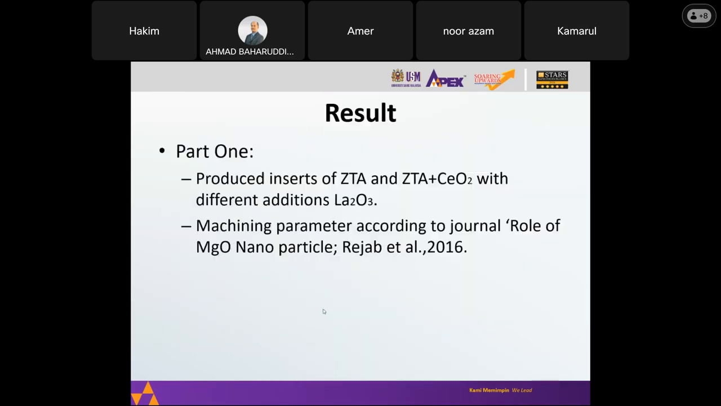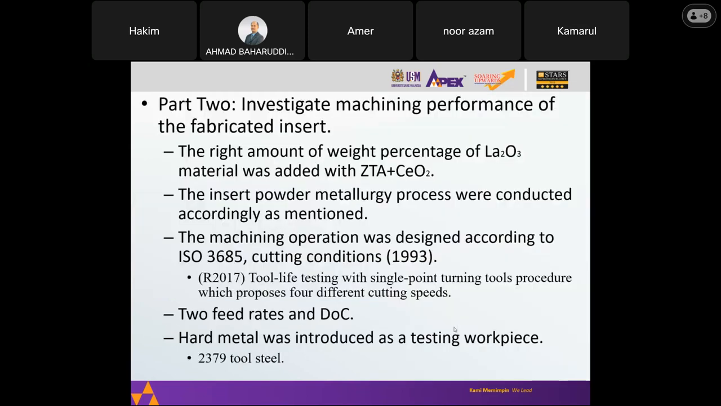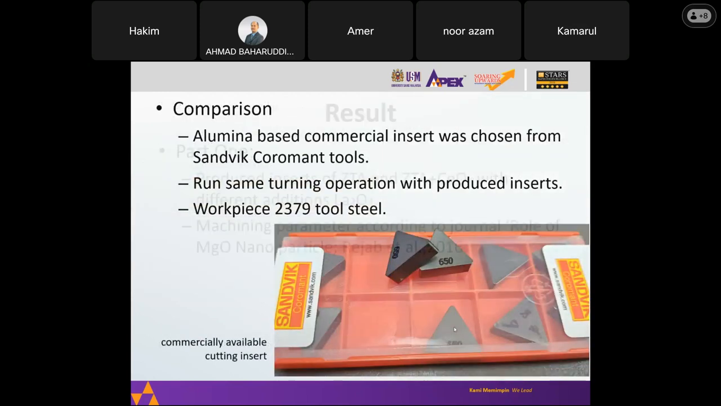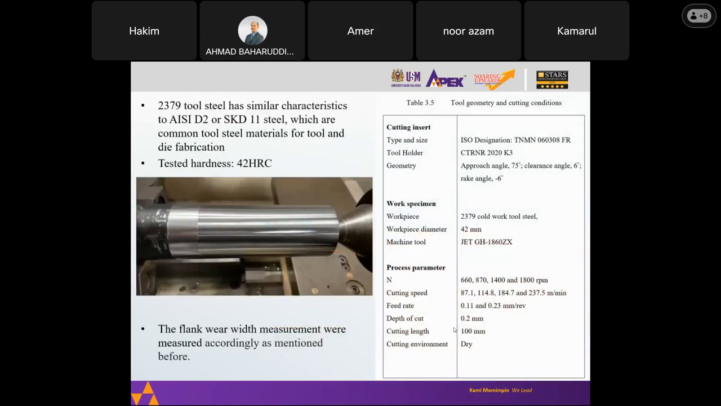So I go back to the machining parameters. The second objective is to measure the tool life of this insert. The second turning operation is actually to measure the tool life. Tool life means we take the time for machining. So how long can this insert withstand until it reaches 0.3 mm in flank wear measurement?